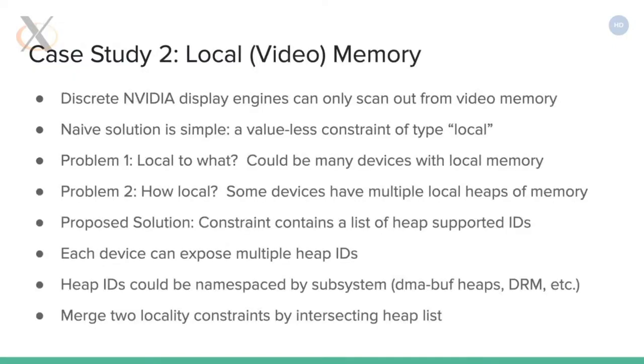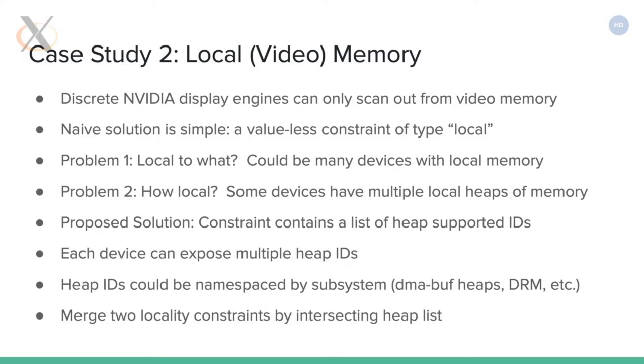Okay. Another use case is local video memory. Some hardware, like discrete NVIDIA display engines, can only scan out from local video memory. So if you want to display something, you need to add this constraint. The naive solution would be to add a very simple constraint which just says, I want local video memory, without any value.